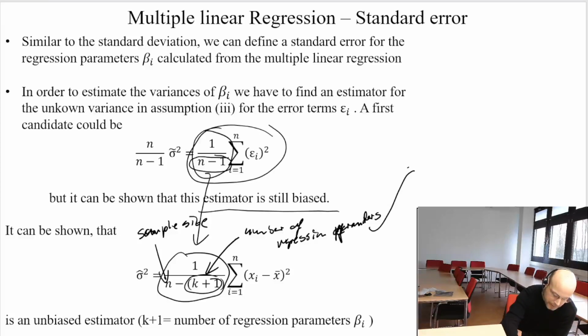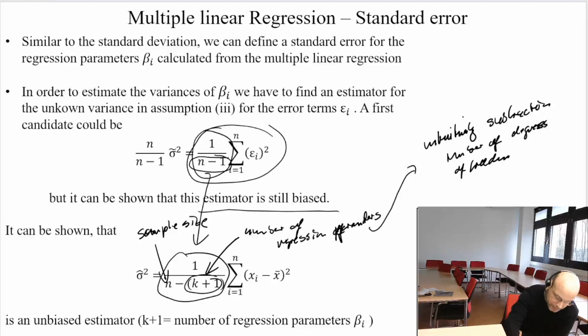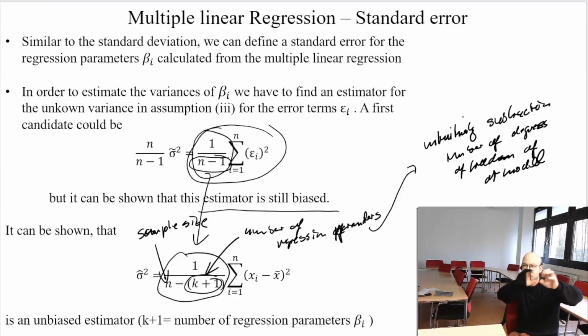So this means intuitively subtracting the number of degrees of freedom of our model, because the number of our parameters determines within our data set in our model our dependence, and this we cannot change anymore. And therefore we call this degree of freedom.